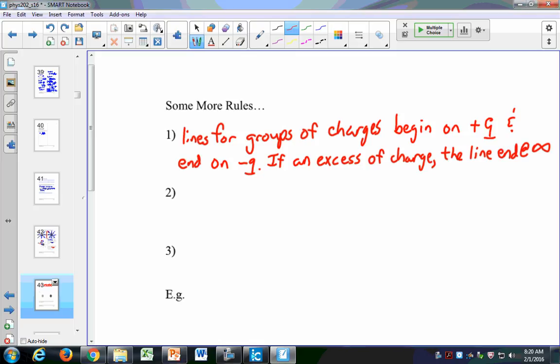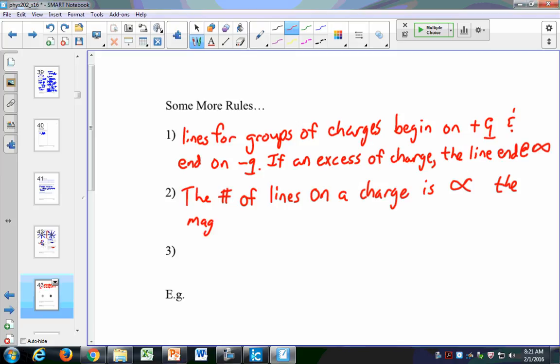And then the next rule is that the number of lines on a charge that either come out of or go into a charge is proportional to the magnitude of that charge. Is proportional to, remember that symbol? It's a proportionality symbol. Is proportional to the magnitude of that charge. And again, I'll show you what this means.